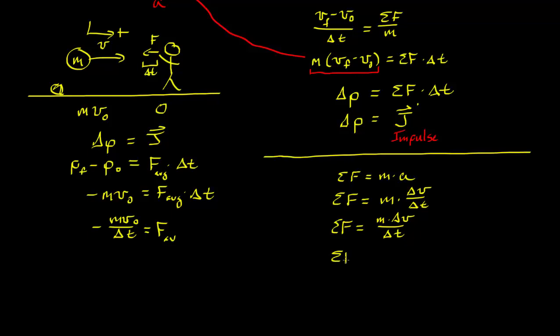So the net force is equal to the change in momentum. This is one way of going through the derivation over time. This is Newton's second law in terms of momentum, and this is the way he actually talked about it.